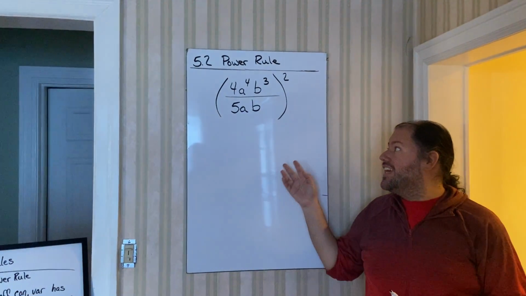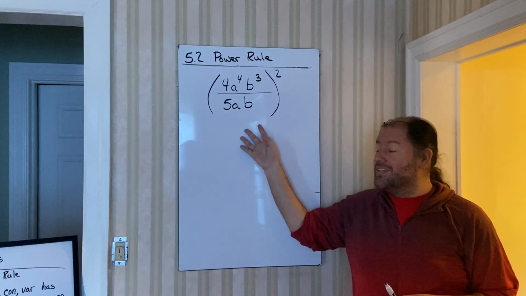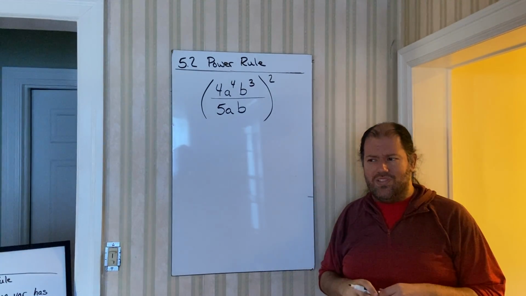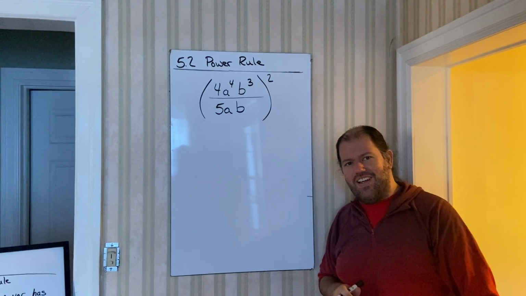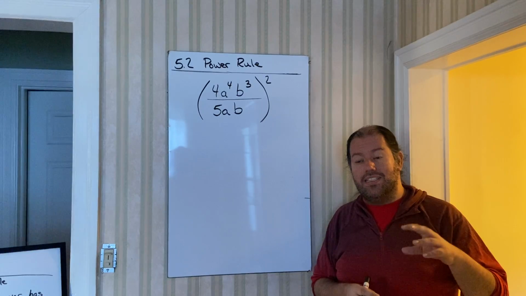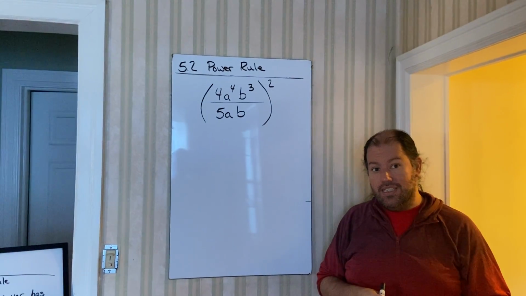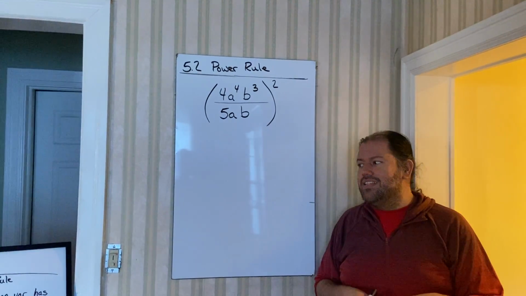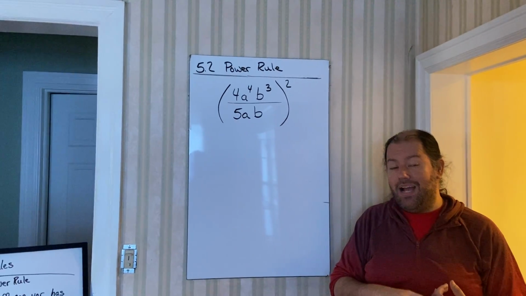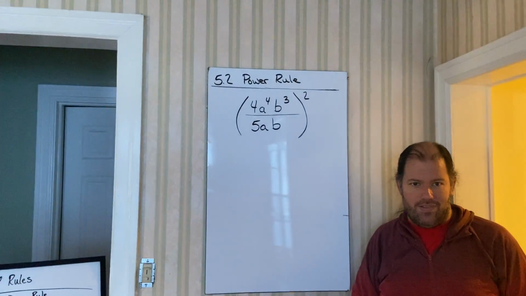So here we have a very complex looking problem. This one is going to be a combination of rules. And some of you are going, wait, we just talked about combination of rules. When we talked about combination of rules, it had to deal with just the product and the quotient rule. Now we're going to be talking about combination of rules, adding the power rule to the other two.